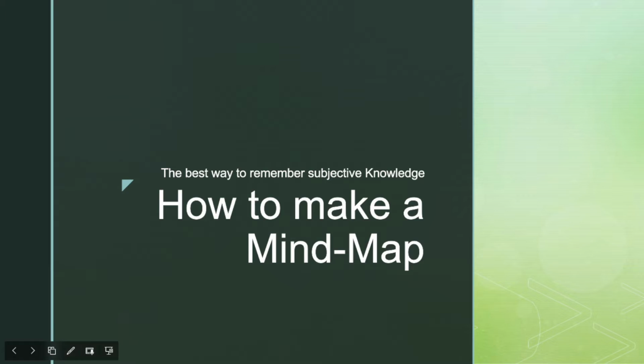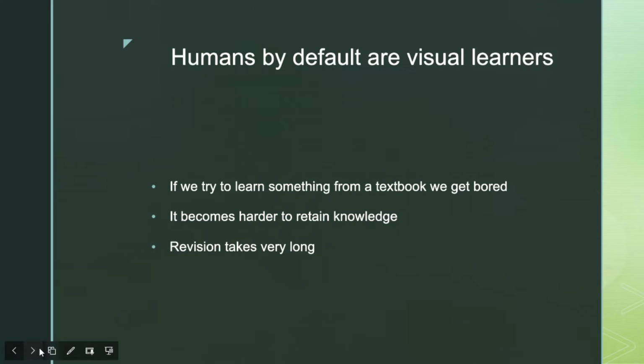So first of all, let's understand what a mind map is. Basically, by default, humans are visual learners. They remember the things that they have seen more than they remember something that is in text, alright? And by seen, I mean something that is colorful, something like an image rather than some black and white text on a textbook.